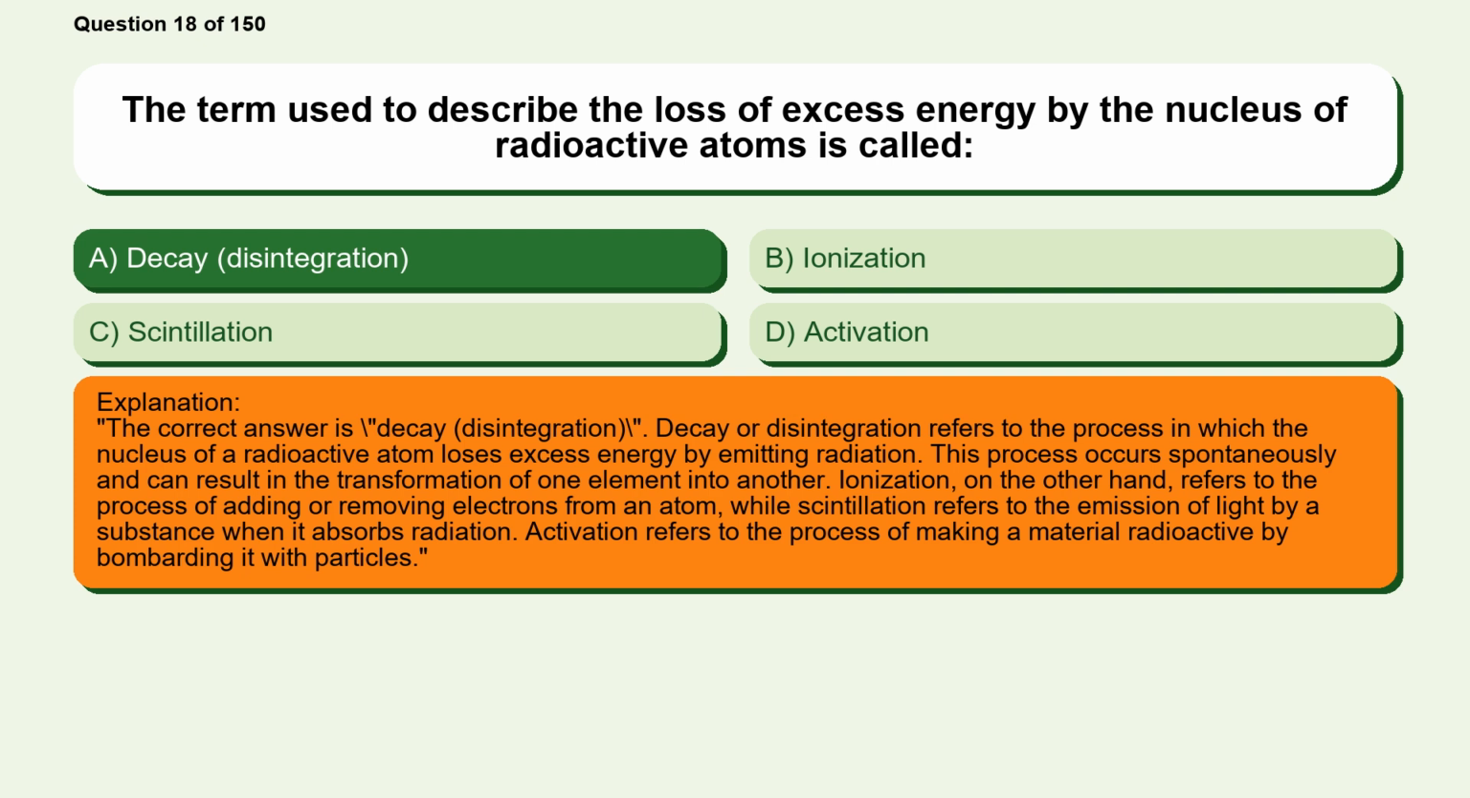The correct answer is decay, disintegration. Decay or disintegration refers to the process in which the nucleus of a radioactive atom loses excess energy by emitting radiation. This process occurs spontaneously and can result in the transformation of one element into another. Ionization, on the other hand, refers to the process of adding or removing electrons from an atom, while scintillation refers to the emission of light by a substance when it absorbs radiation. Activation refers to the process of making a material radioactive by bombarding it with particles.